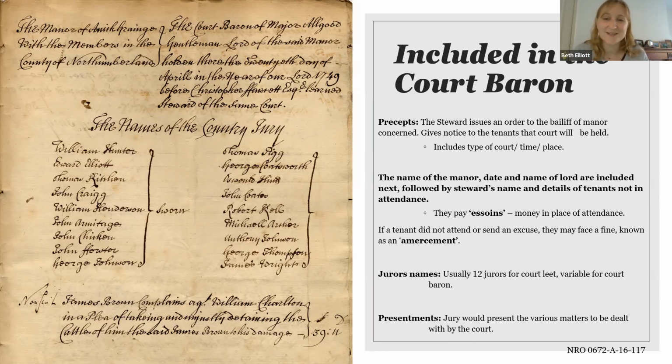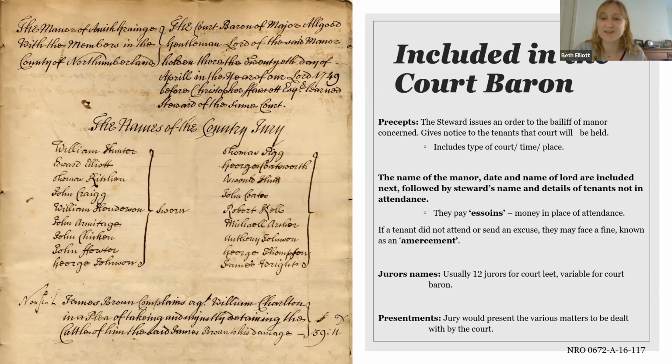I mentioned essoins at the beginning. I'm not sure if you remember that, but basically they could pay a small fee to not attend. So I'll mention if they've done that. If they don't pay that, they then have to pay an amercement, which is a larger fine. So basically, if they don't show up and don't tell anyone they're not coming, they're fined much further. You then get the jurors' names and then the presentments.